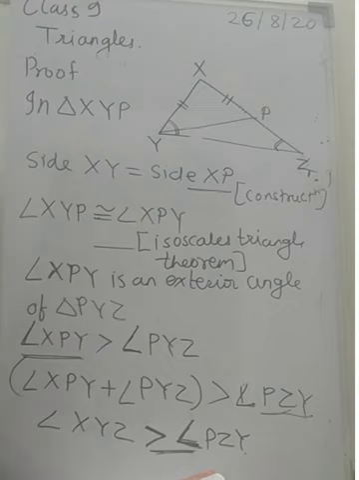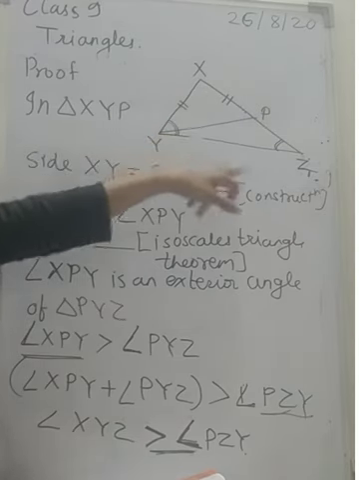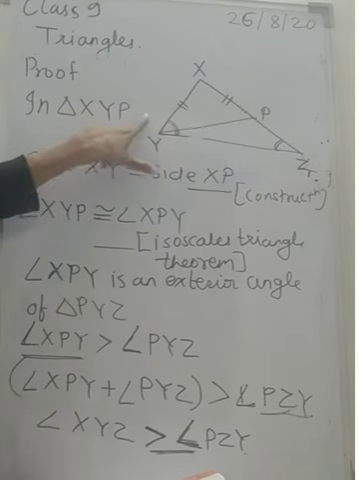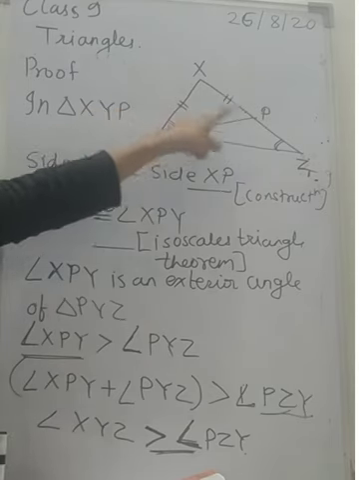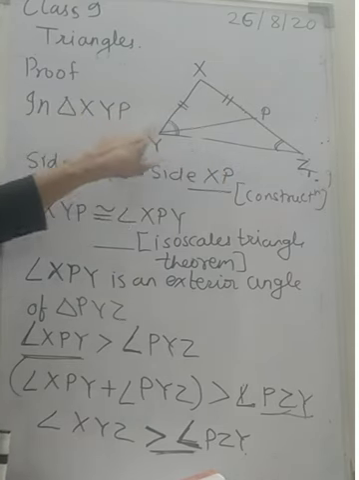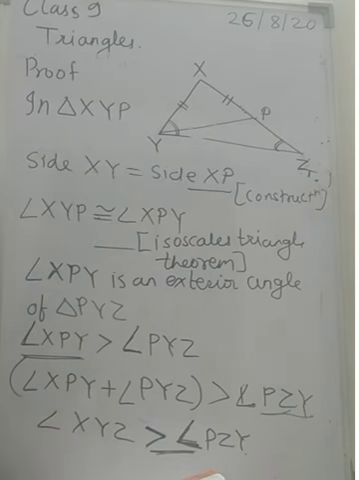We have proved the property of inequality of sides and angles of a triangle. Whenever you are given a triangle with two different sides, you have to prove that this angle is always greater than that angle. So the angle opposite to the greater side will always be greater than the angle opposite to the smaller side. I hope it is clear. If you still have doubts, then you can definitely ask me. So that's it for today.